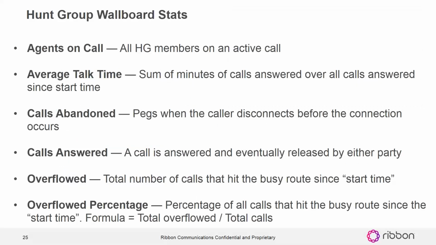So the stats on the hunt group wallboard, we talked about here, I've defined them. Those are in the documentation as well. But agents, those are all hunt group members that are on active calls for the hunt group. Average talk time is the sum of the minutes of the calls answered since the start time. Calls answered, calls overflowed means that they hit that busy route and went elsewhere. And then the overflowed percentage here is just a formula of total overflowed divided by total calls.